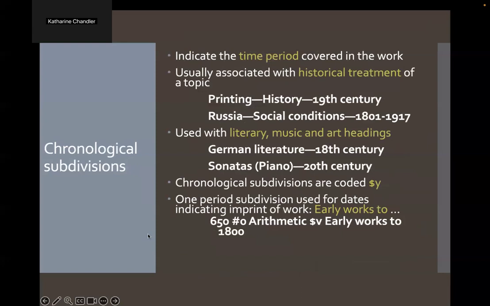Indicate the time period covered in the work, usually associated with historical treatment of a topic, like printing history 19th century or Russia social conditions 1801 to 1917, and they're usually used with literary, music, and art headings. Chronological subdivisions are coded Y.